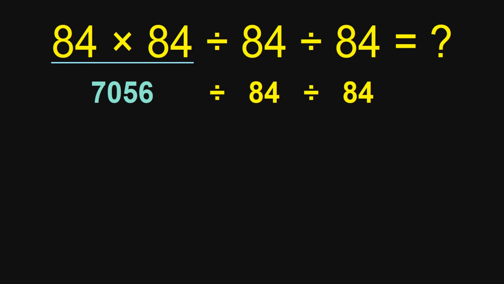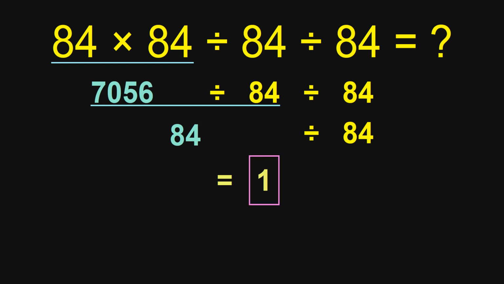So we have to work from left to right. 7,056 divided by 84 equals 84, then 84 divided by 84 equals 1. And this was our final answer for this problem.